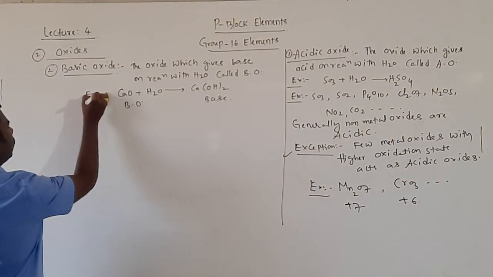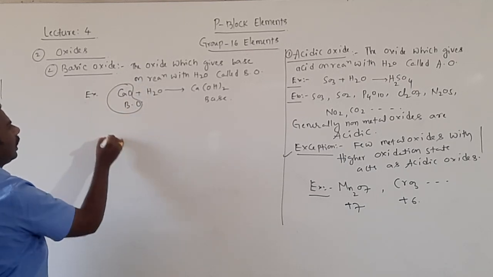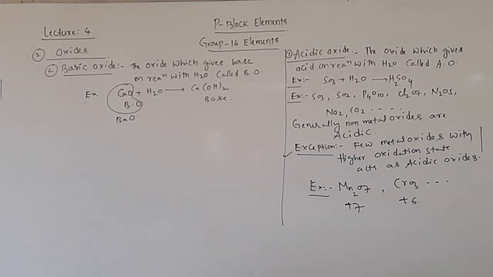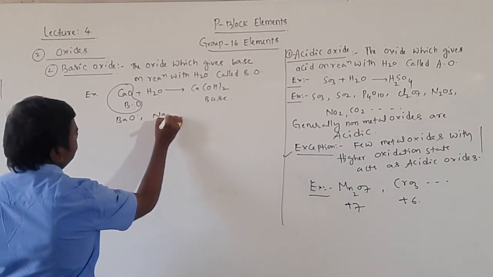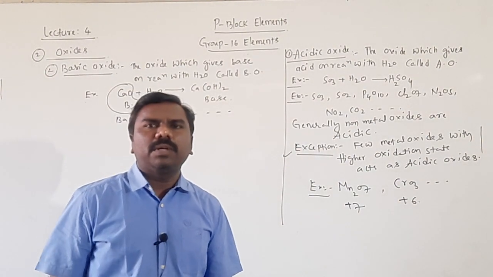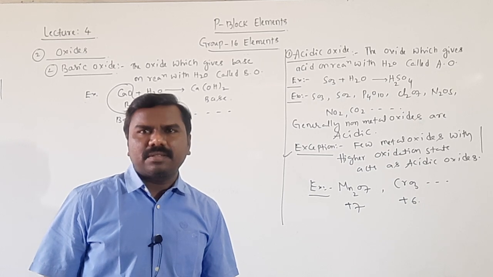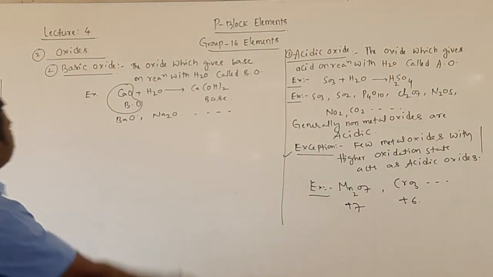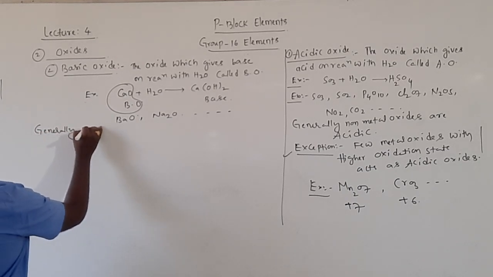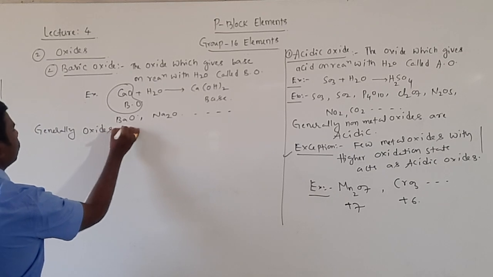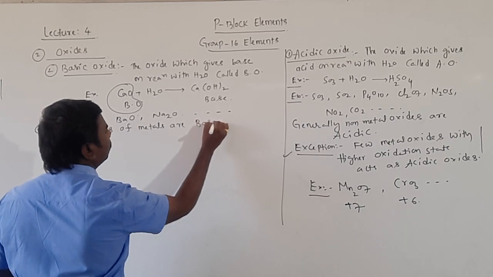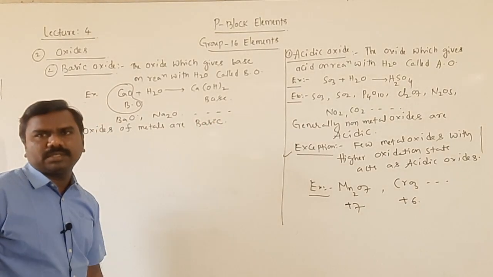First example is calcium oxide. Second example is BaO, barium oxide. Na2O, sodium oxide, like that. Barium, calcium, sodium are metals and their oxides are basic in nature. Generally, oxides of metals are basic, no exceptions in this.